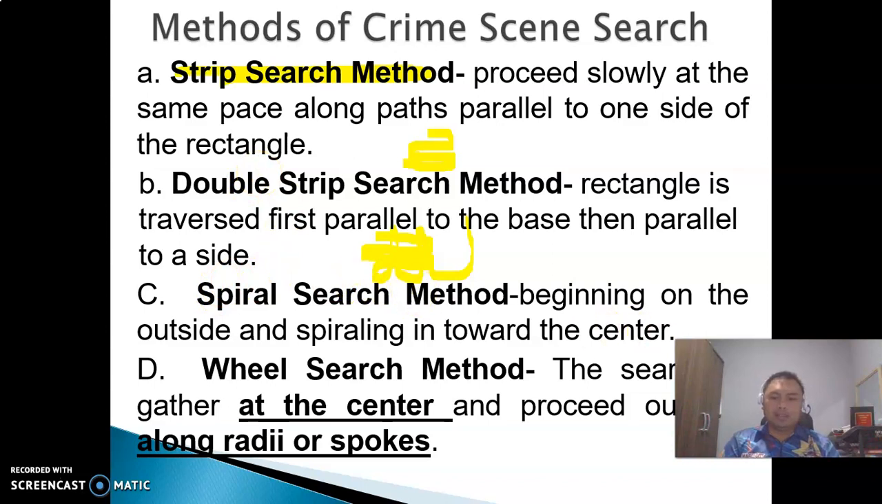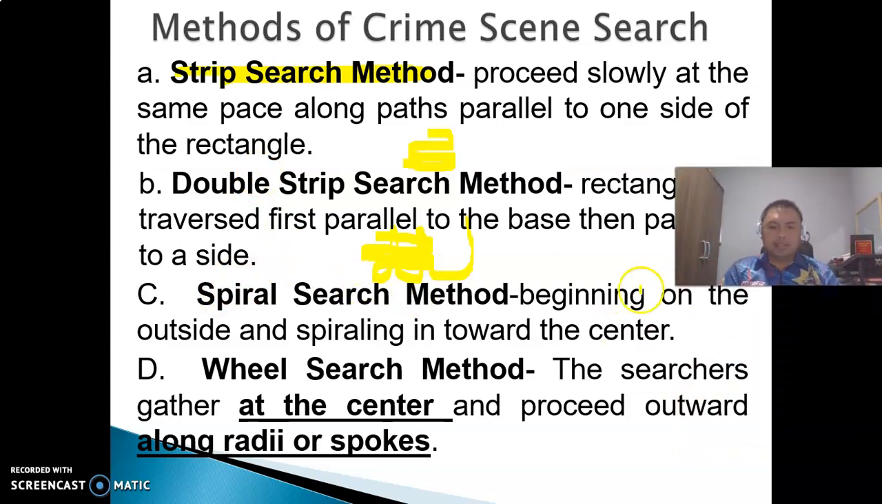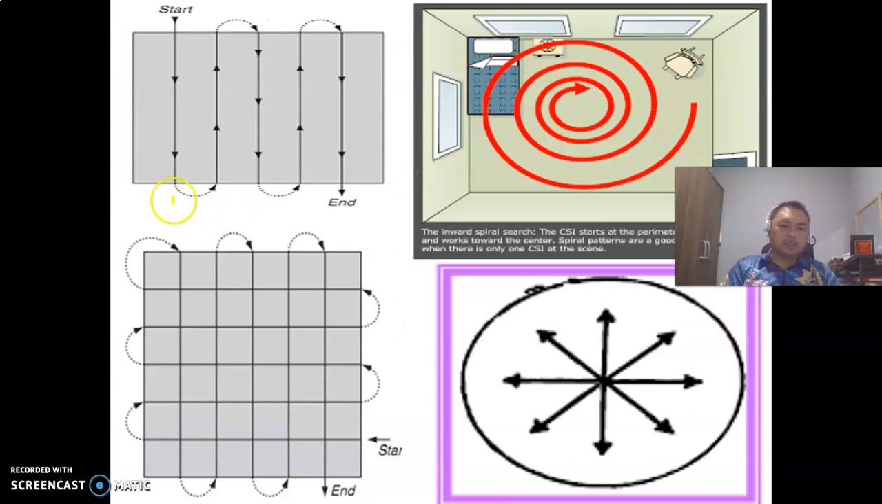Yung spiral naman, spiral beginning at the outside and spiraling towards the center. So, from outside, spiraling towards the center. Then, in the wheel search method, the searchers gather at the center and proceed outward like radii or spokes, like yung wheel, no? Ayan, wheel method yun. Ito yung natawag nating strip method.